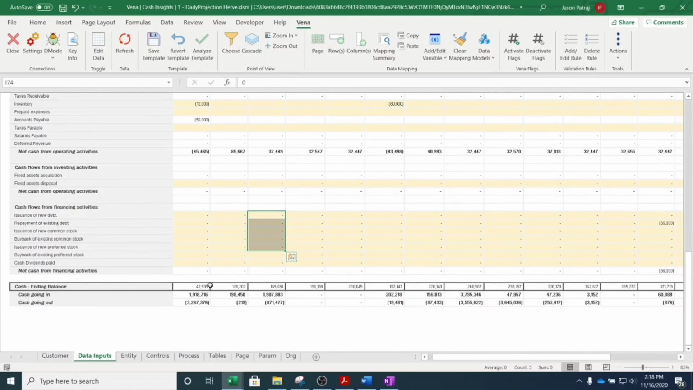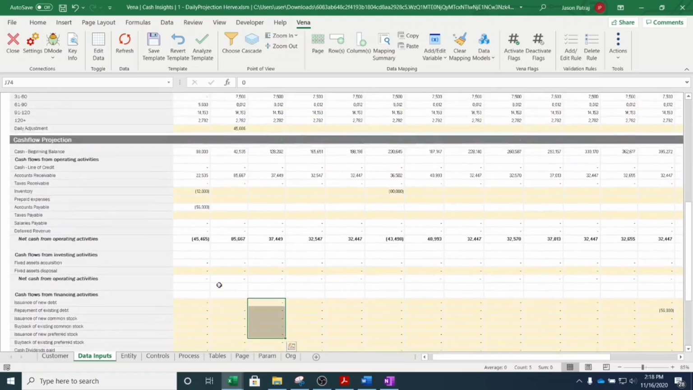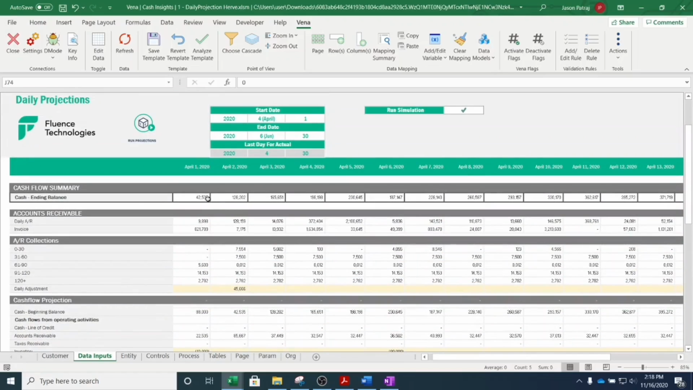The system actually calculates cash in and cash out to help support some of the reporting metrics, but at a very high level, you'll be able to see the cash ending balances and how you're projecting day by day, and this would obviously aggregate into your weeks and months.